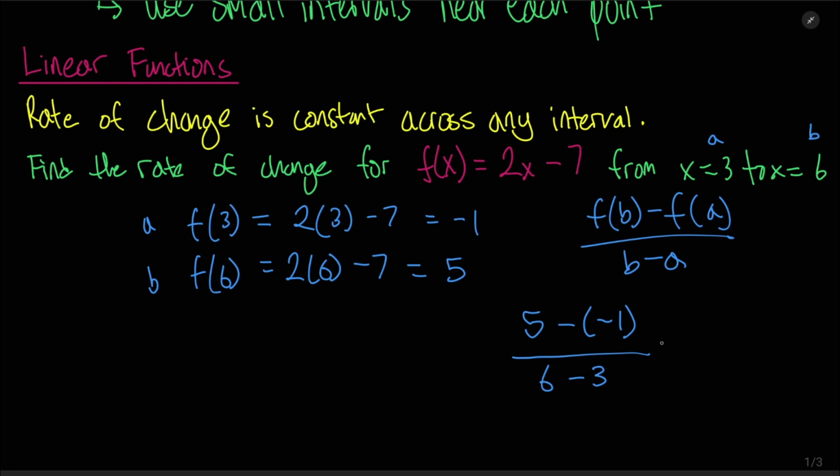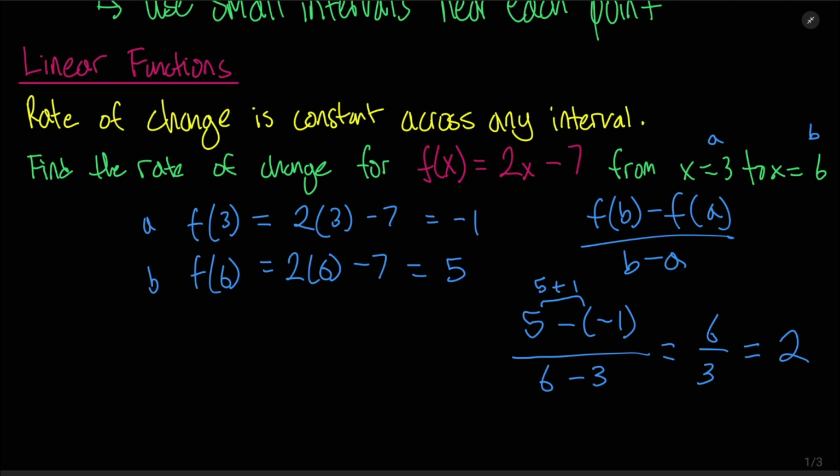Okay, now let's solve this out. 5 minus a -1 becomes 5 plus 1, which is 6, divided by 3. 6 minus 3 is 3. 6 divided by 3 is 2. So our average rate of change is 2 over that given interval. But since it's a linear function, that's going to be the same no matter what points we pick. We could have picked 3 and like 200 as the other x value, and you're still going to get 2.